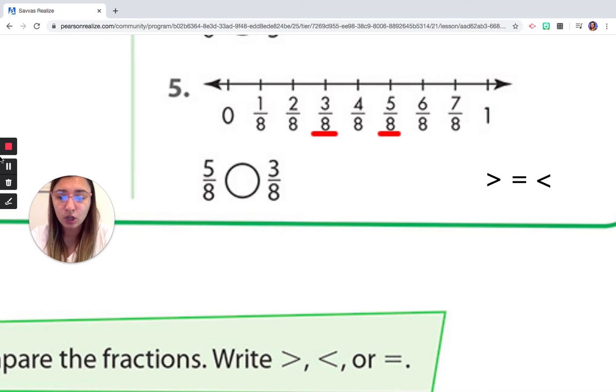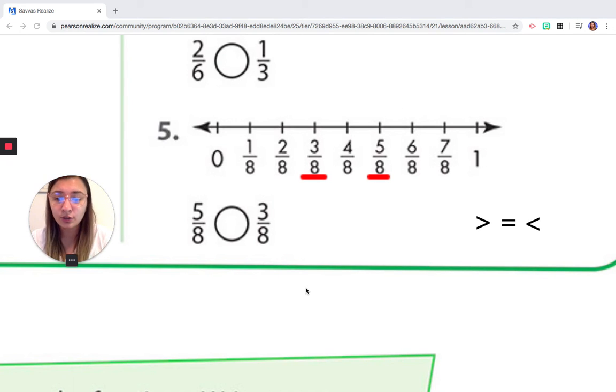All right, so what I'm looking for is which fraction is closer to the whole or more towards the right. So I see here that I have my 3/8 and my 5/8. My 5/8 is definitely closer to the whole, closer to the right side. So that is going to be bigger. And I know that my alligator's mouth wants to eat the bigger number. So I'm going to take my sign, and this is going to read 5/8 is greater than 3/8 because the 5/8 is closer to the 1. Now I'm going to show you one that is equal, and then we'll be done.